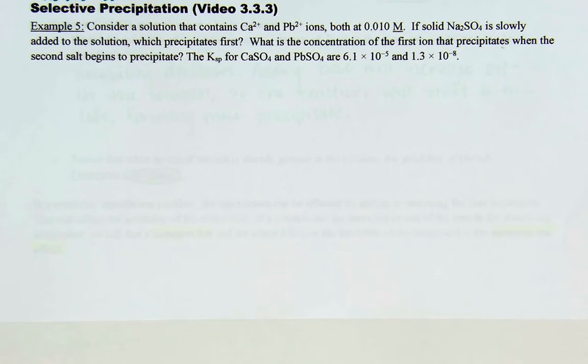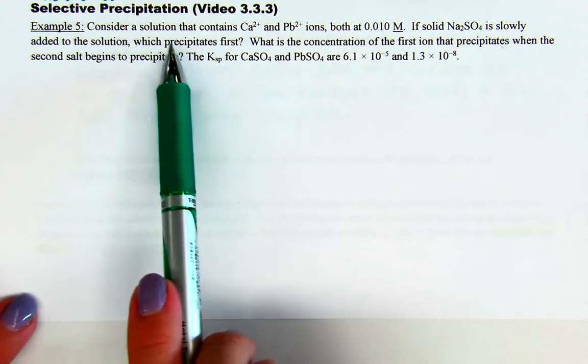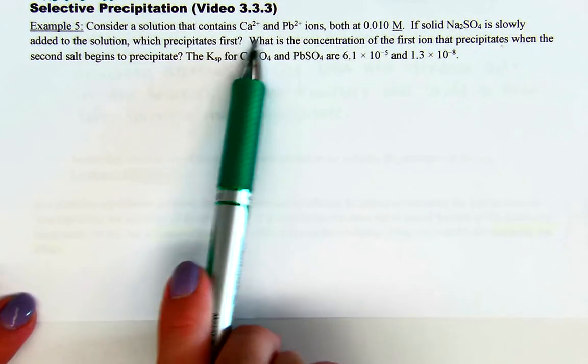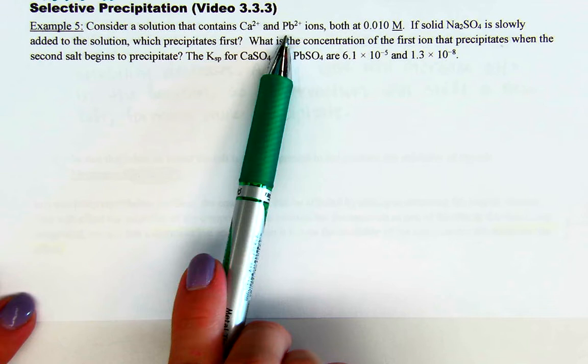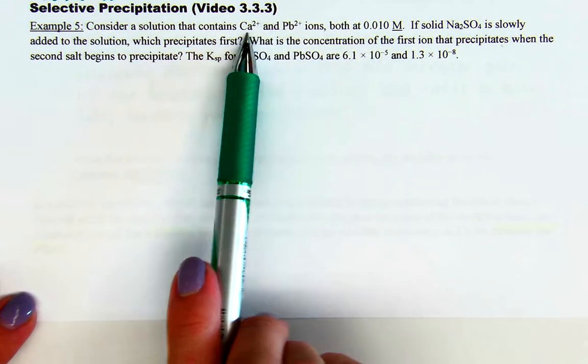Okay, so we're going to take a look at selective precipitation in the last video of lesson 3.3. So we have a solution that contains calcium and lead ions, both 2+, and both are at the same molarity. So these are the same.